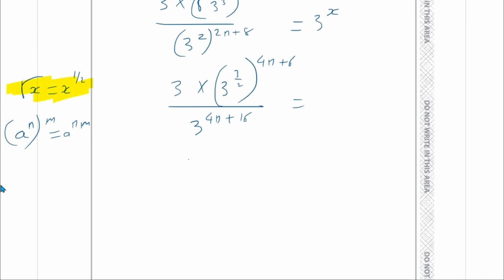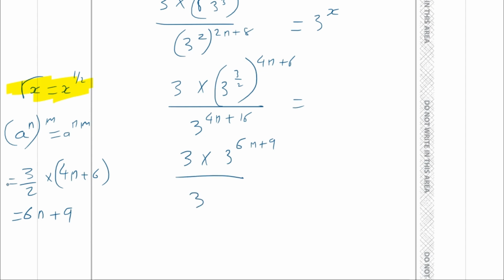And a piece of work that you could do on rough paper here is to think about what 3 over 2 times 4n plus 6 looks like. Well, you can say that's 3 times 4, which is 12, 12n's divided by 2, that's 6n. And 3 over 2 times 6, so 6 divided by 2 is 3, 3 times 3 is 9. So this is going to be 6n plus 9. And that's what's going to happen to the power in the numerator. So we can say 3 times 3 to the power 6n plus 9, that's multiplying 3 over 2 by 4n plus 6, divided by 3 to the power 4n plus 16.